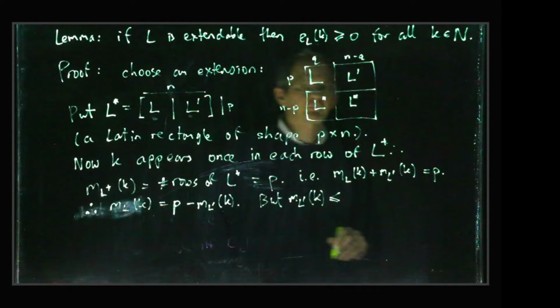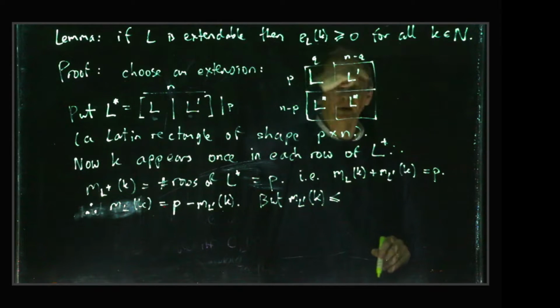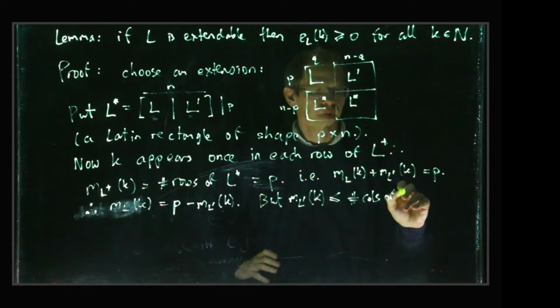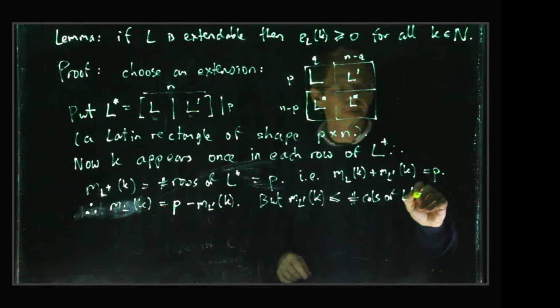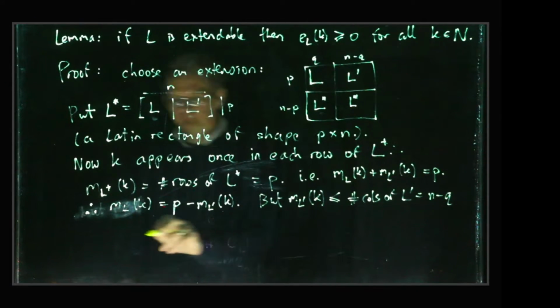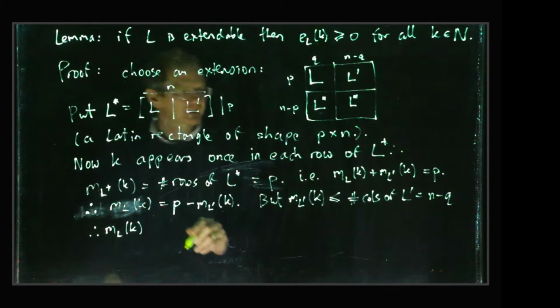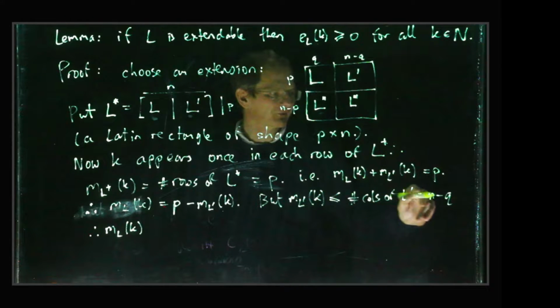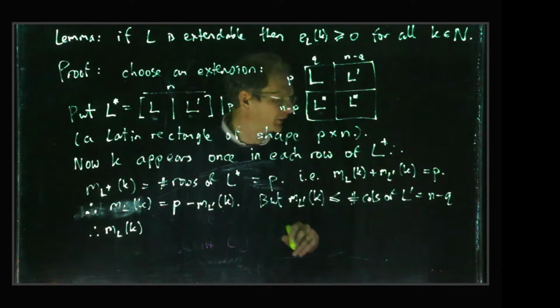But if we look at M_L', how many times could k appear in here? Well, k can only appear at most once per column. At most one k in each column of L', so the total number of k's is at most the number of columns, which is n minus q. So we've got an upper bound of M_L'(k) is less than or equal to n minus q, but we're subtracting M_L', so that changes the direction of the inequality around.